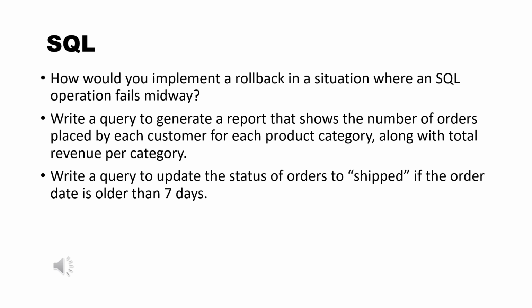Next one is write a query to update the status of orders to shipped if the order date is older than 7 days. So you can assume that you have a table and a column called shipped, and from that you need to filter the dates that are older than 7 days.